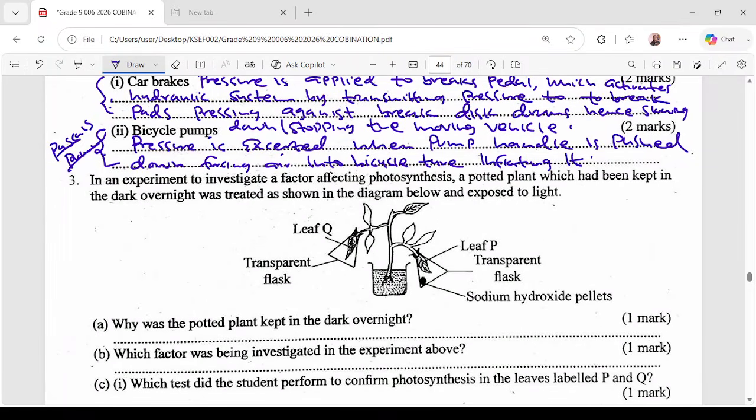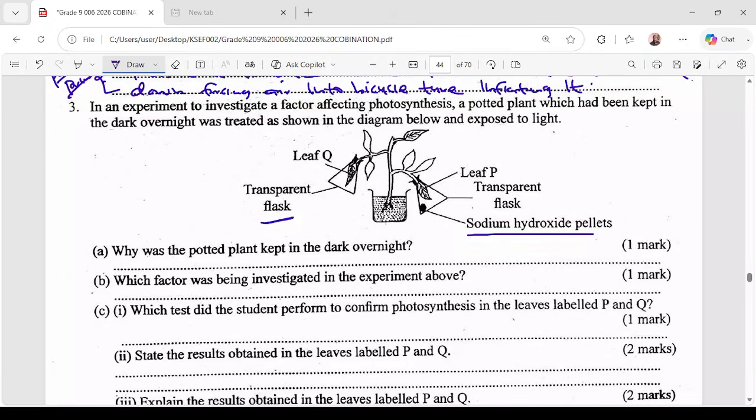3. This one is a biology question. In an experiment to investigate factors affecting photosynthesis, a spotted plant which had been kept in the dark overnight was treated as shown in the diagram below and exposed to light. We have a transparent flask, leaf Q, then we have a transparent flask, leaf P, but now here we have sodium hydroxide pellets. Okay, why was the spotted plant kept in a dark room overnight?